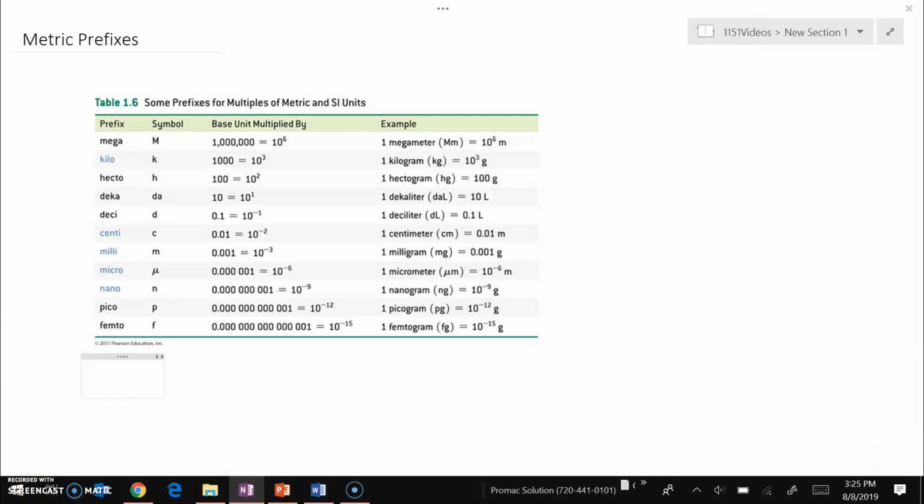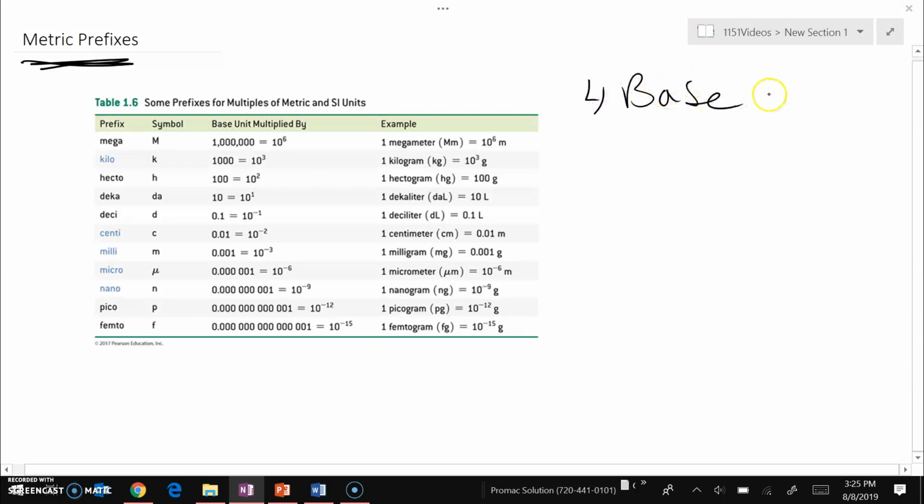All right, pre-nursing chemistry students, I wanted to make a little video to help you with your metric prefixes with the conversions using this table 1.6, which you can find in the important tables for chapter 1 or just looking in your book. Okay, so before we actually do an example for the conversions, remember there are 4 base units.